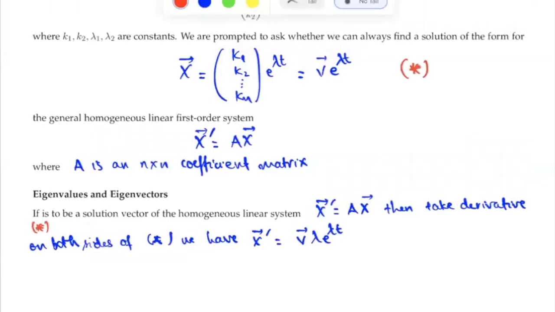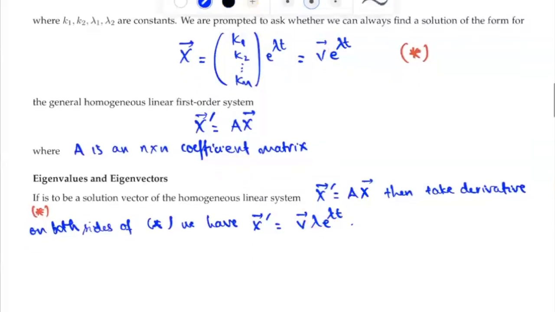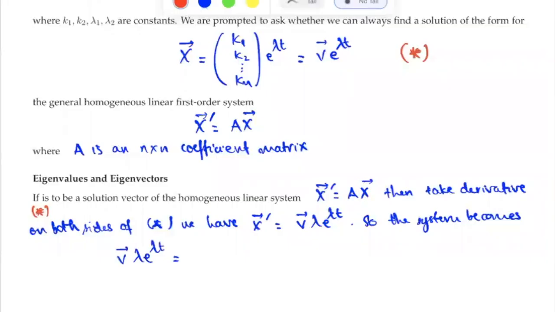So now we substitute what we know into the system. So x prime is of this form. X is this solution right here. Then the system becomes, right, we start out with a homogeneous system x prime equal to A times x, but x prime is equal to v times lambda times e to the lambda t, equal to A times x, but x is equal to v times e to the lambda t.